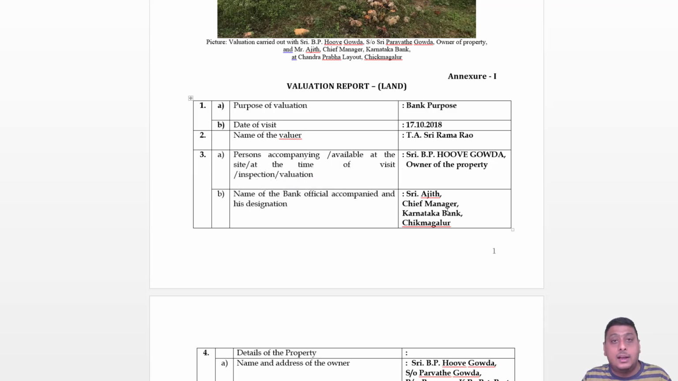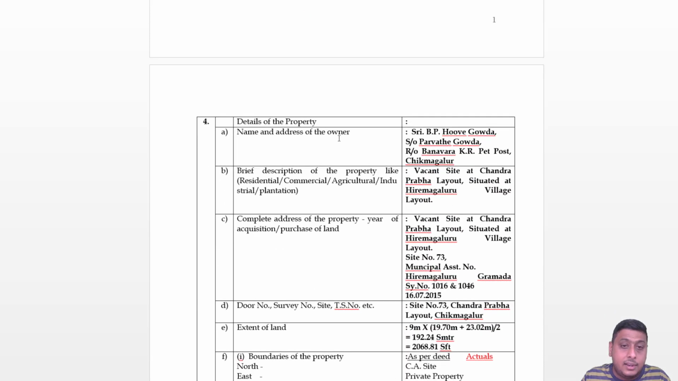This is very, very important. Sometimes the assistant bank manager will come, or the clerical department people will come. So we have to mention the name of the person, the designation, and the bank for which we are doing it. Okay, name and address of the owner. So here in the details of the property, we are going to put the name of the owner and his present address, that is the present address of his house, wherever he is living presently.